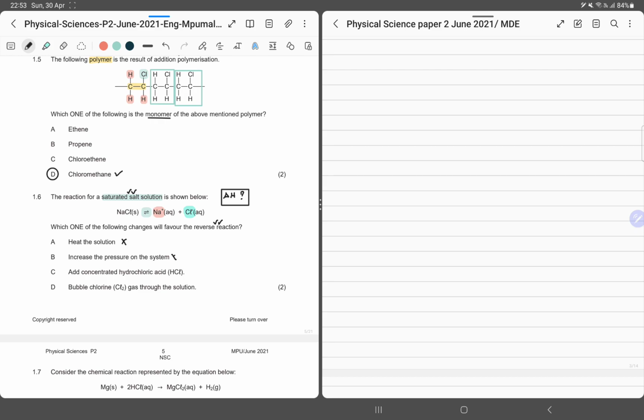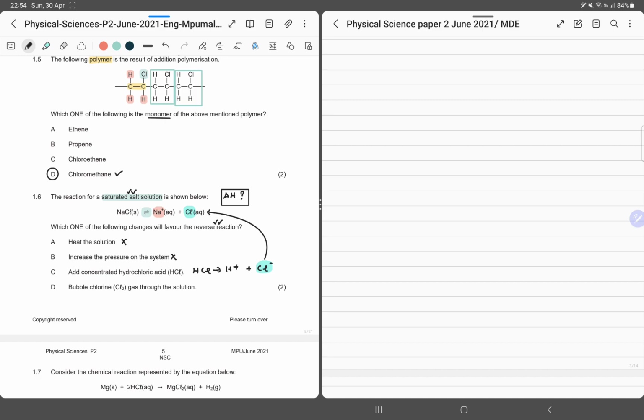Increase the pressure. Now, pressure affects only gases, so it doesn't come into play. Add concentrated hydrochloric acid. Well, HCl, we know that it's a strong acid. It dissociates into hydrogen ions and chloride ions. Okay, but now what do we notice here? What we notice is that this releases chloride ions, which we contain in our original setup.